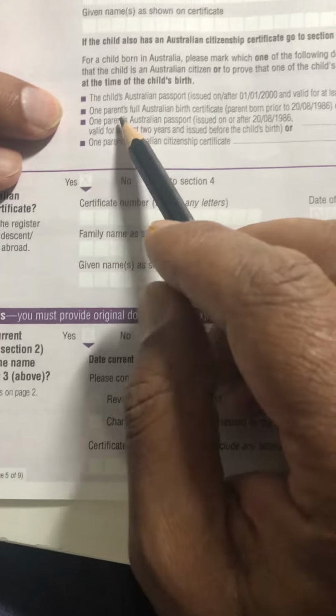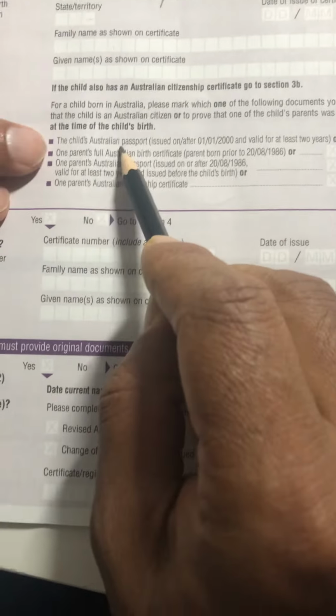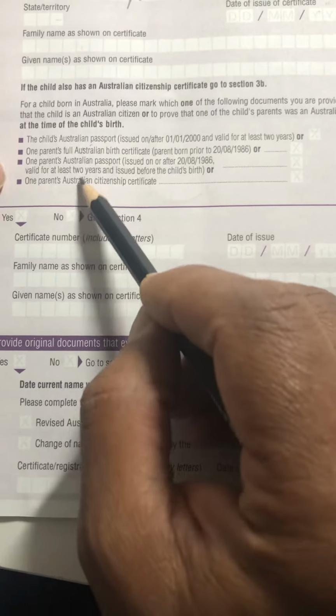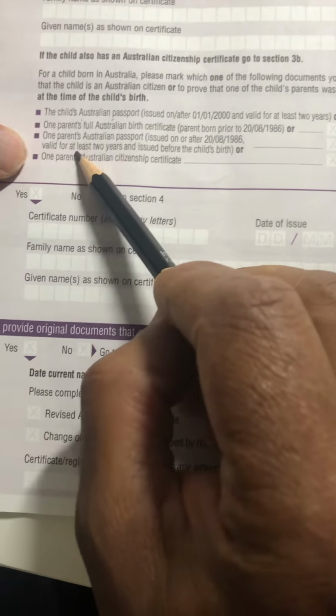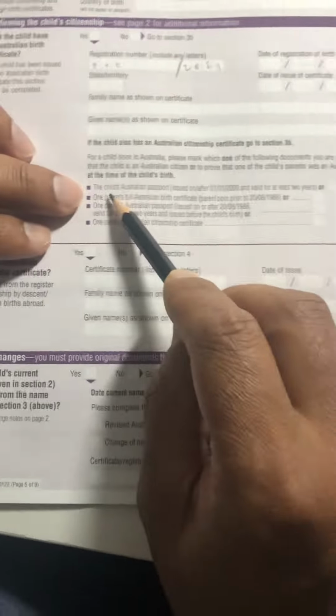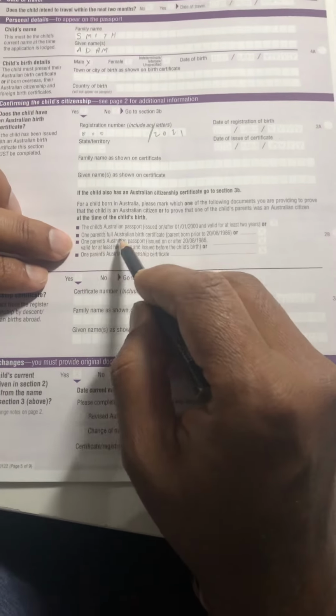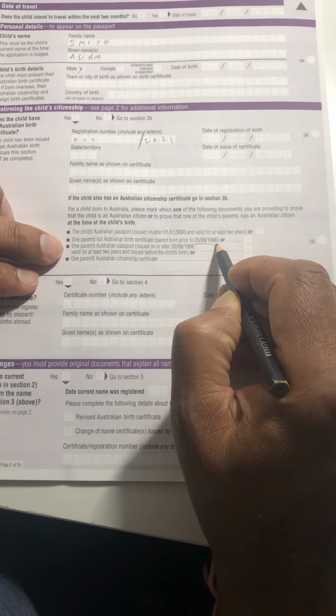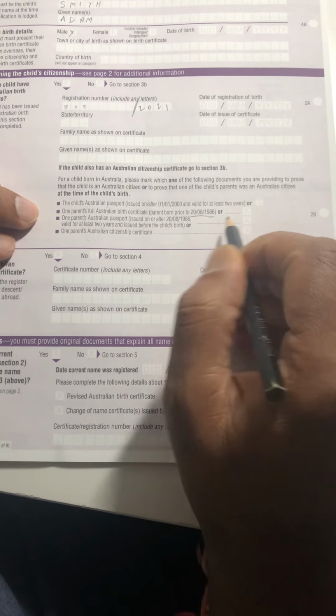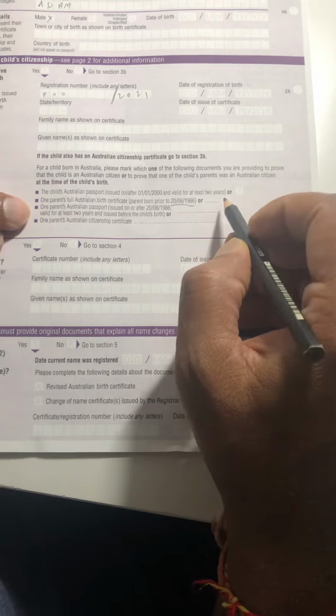And then you need to prove that the child is Australian. There are a few options. Start from the first one, and if you don't have it, go for the next one, and then try the next one. Some people have the child's Australian old passport; if they don't have it, leave that. Parent's Australian birth certificate: if they were born before 20th of August 1986, then cross this one.